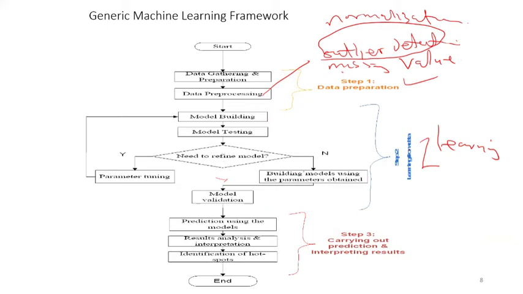And once it is done with the necessary tuning, you build the model, you test the model. Do I need to refine the model? Yes or no? Then I refine it. So it forms a loop. You keep going around until the model is okay for your liking or what you target to achieve. After that, you build the final model and then validate your model prediction using the final model.